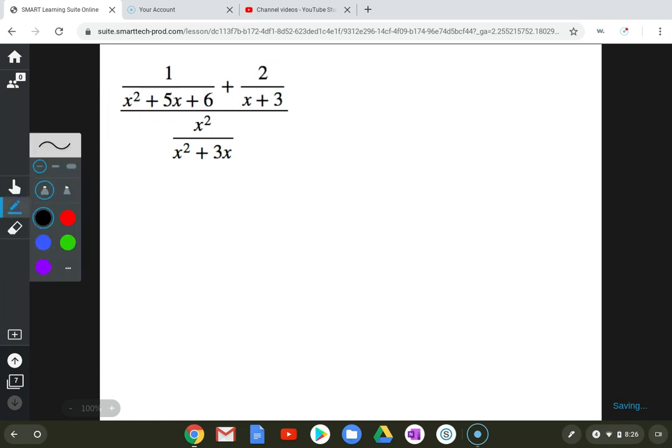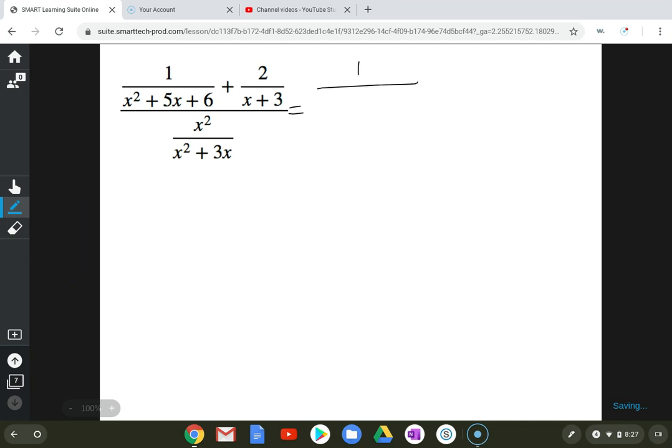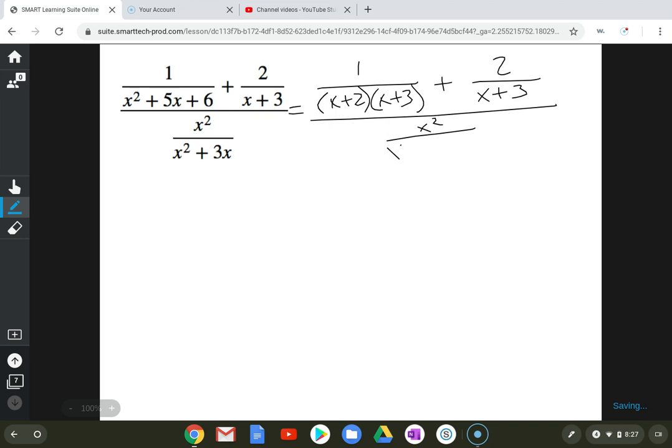I'm going to factor. Let's rewrite this just so we can have a nice clean problem here. So we have x plus 2 times x plus 3 plus 2 over x plus 3 all over our beautiful denominator. We can go ahead and factor this if we want.